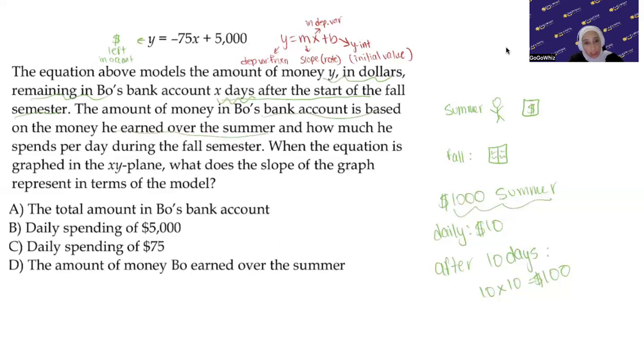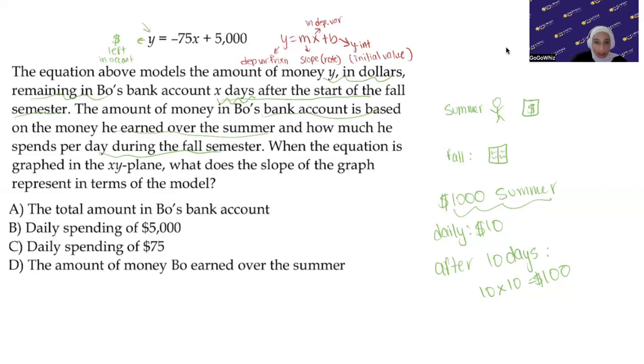So he's spending that constant daily amount. Let's say every single day he gets a coffee, he gets a burger, and that's his daily spending. Okay, so they're saying that that's happening. When the equation is graphed on the XY plane, what does the slope of the graph represent in terms of the model? So then we're asking, in real life, what does slope mean, right?